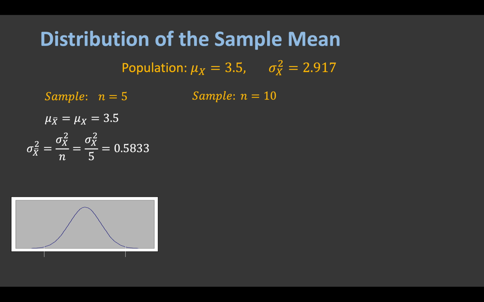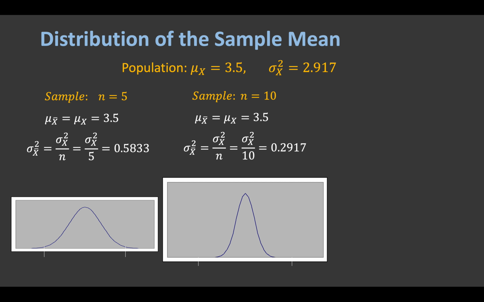If we take n equals 10, mu doesn't change, but the variance of the sample mean keeps shrinking and becomes something like this. The variance, as you can see here, equals 0.29, much smaller. When the variance is much smaller, it means the standard deviation is much smaller. And then we put them on the same scale. You can see it's the same scale.